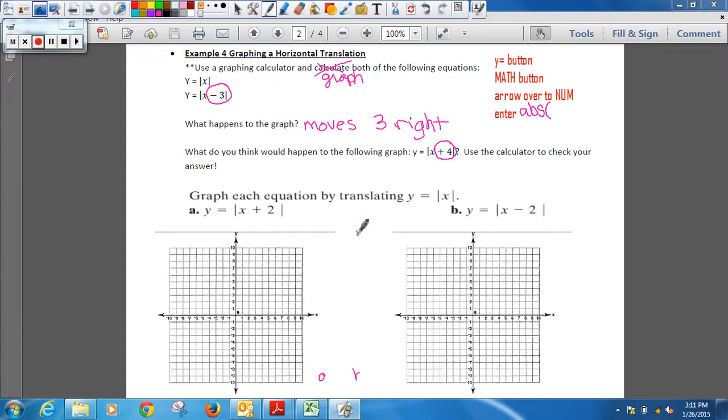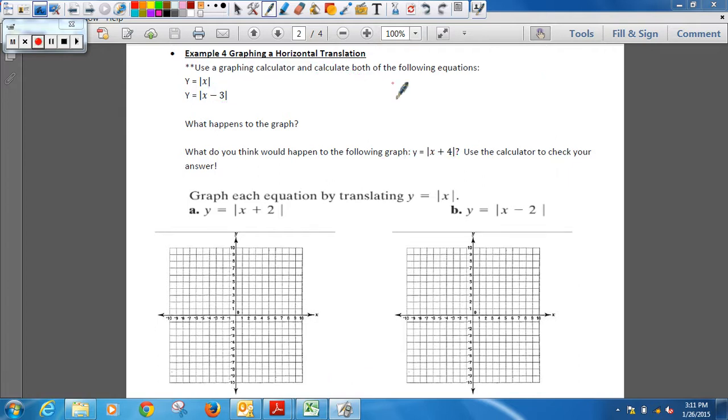To get to the absolute value, just as a quick review, you're going to hit math, scroll over to number, enter because ABS is number 1, and I'm going to enter in X plus 4. Close my parentheses and graph. So if I look there, it moved 4 to the left, and hopefully you could have guessed that using deductive reasoning skills.